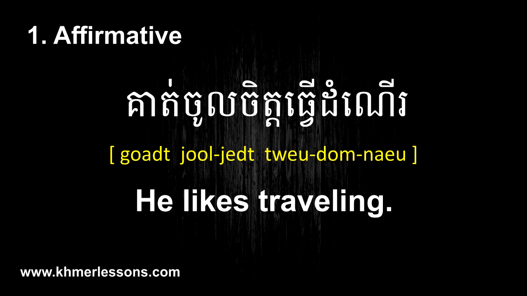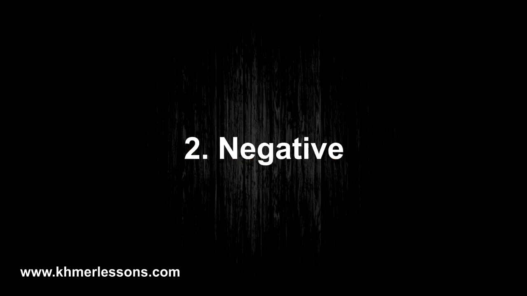គាត់ is he. He and she in Khmer use the same word, គាត់. ចូលចិត្ត is like, and ធ្វើដំណើរ means to travel. So again, គាត់ចូលចិត្តធ្វើដំណើរ. All of these are examples of affirmative sentences in Cambodian language.